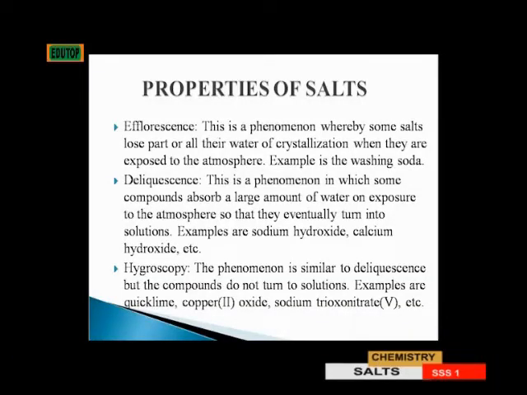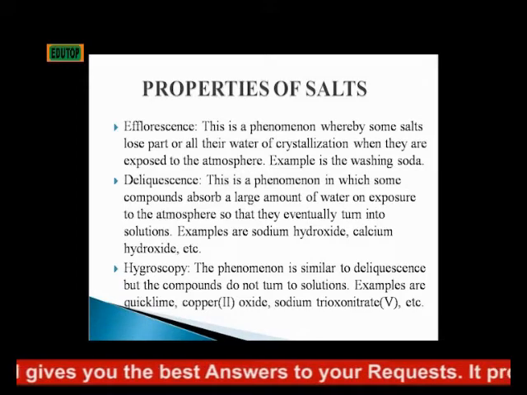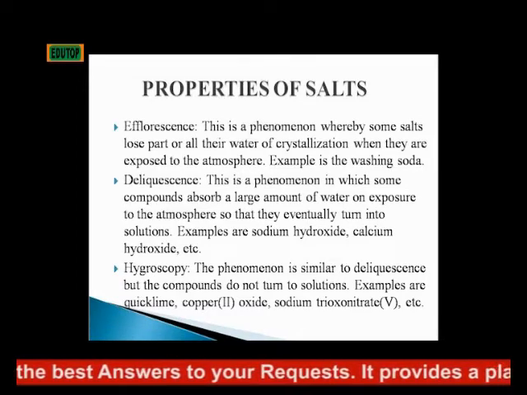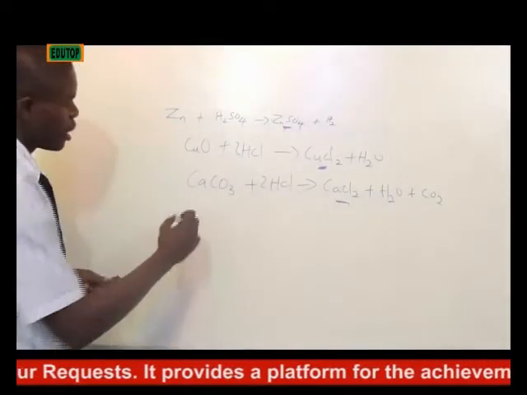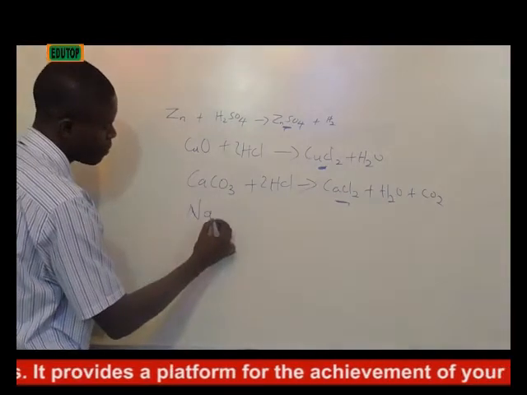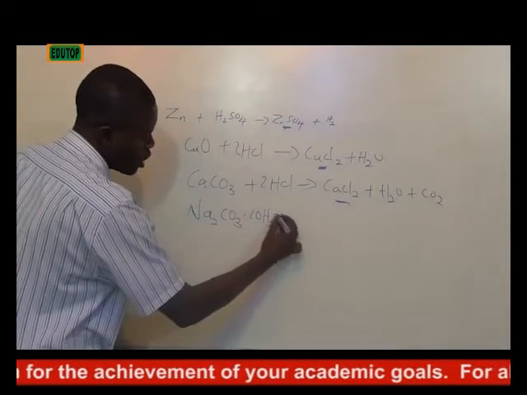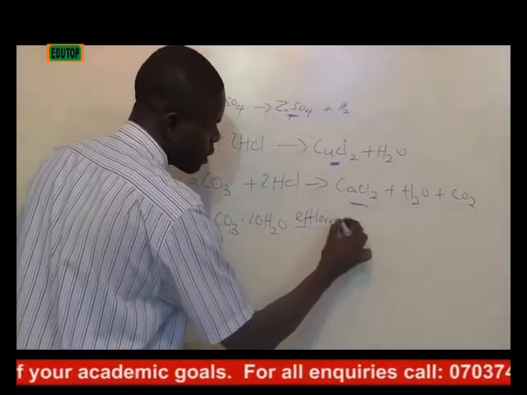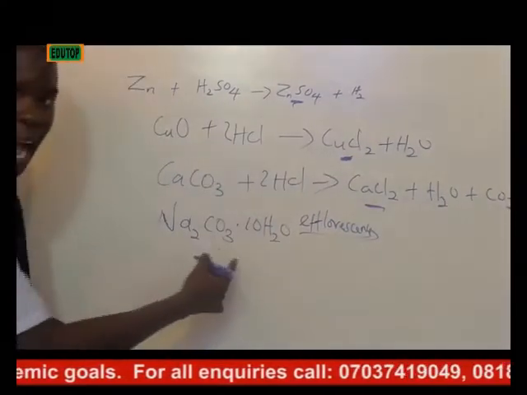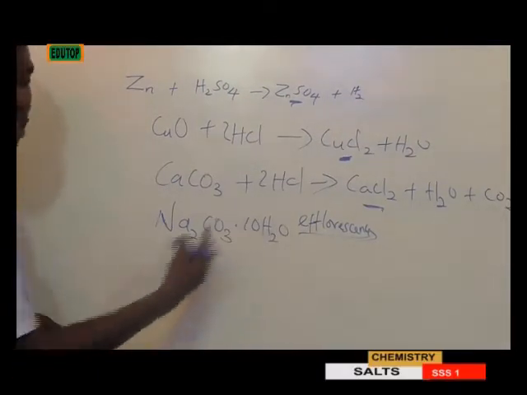Efflorescence is the phenomenon whereby some salts lose part or all of their water of crystallization when they are exposed to the atmosphere. An example of a salt that behaves this way is washing soda. What is washing soda? This is the formula of washing soda: Na2CO3.10H2O. It undergoes efflorescence, where it will lose 9 out of 10 moles of the water of crystallization.